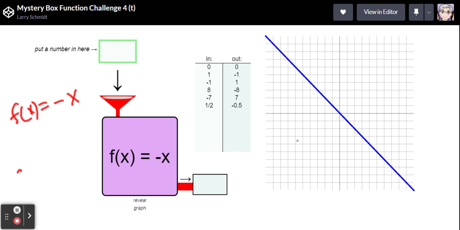Well, how did that go for you? Did you get that? Did you know that it was -x? How long did it take you to figure it out? How many points did you put in? And which ones really gave you the information that you needed to solve it? I'd like to know. Thanks, everybody.